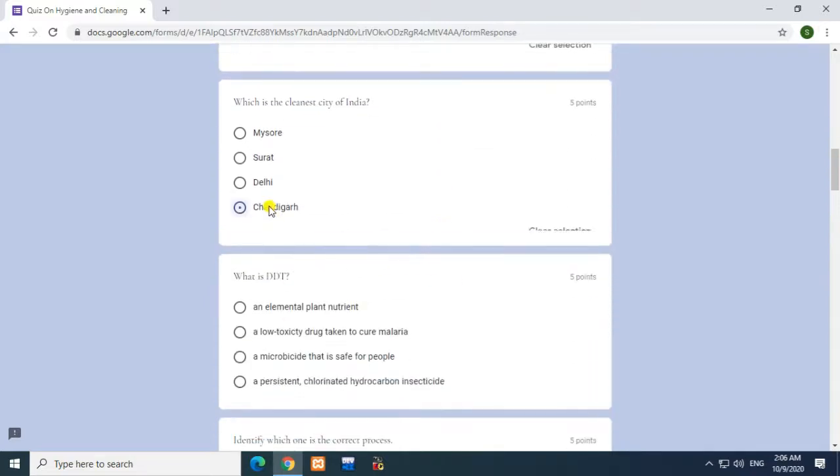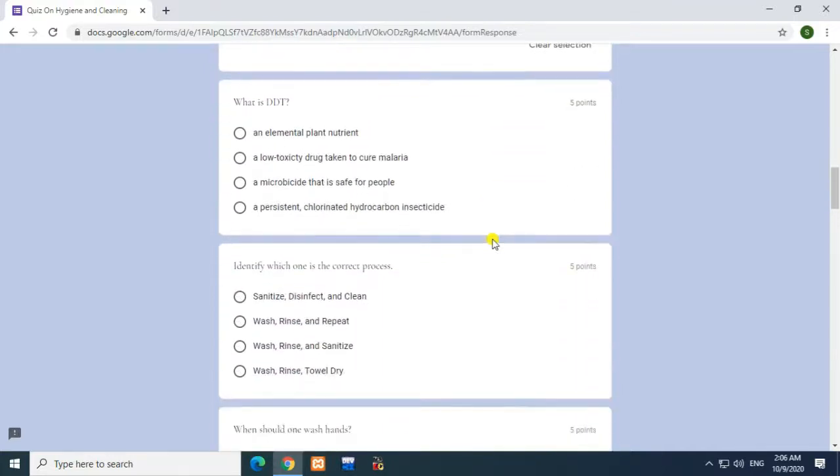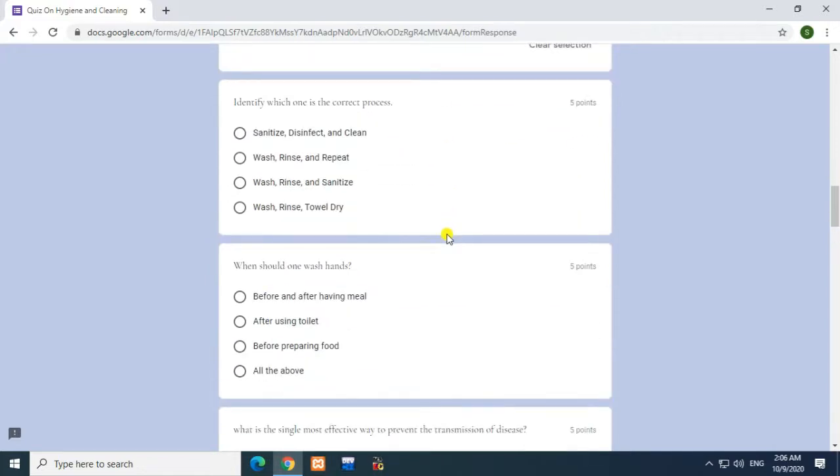Answer: Chandigarh. Question: what is DDT? Answer: a persistent chlorinated hydrocarbon insecticide. Question: identify which one is the correct process. Answer: wash, rinse, and sanitize.